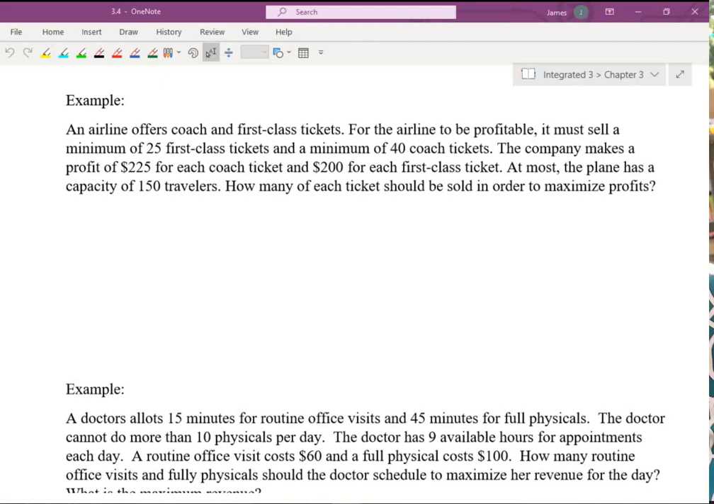So we were talking Thursday about linear programming, where basically it's a system that allows us to find an optimal solution in regards to manufacturing, or in this example here, an airline that wants to know how many tickets to sell of two different criteria, a first class ticket and a coach ticket, okay?